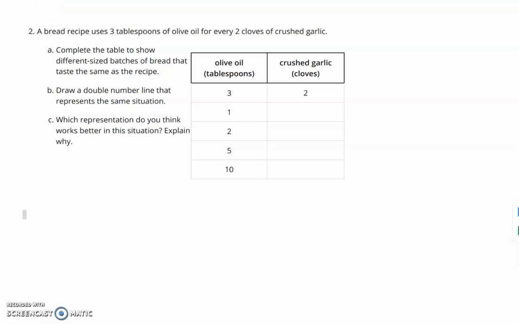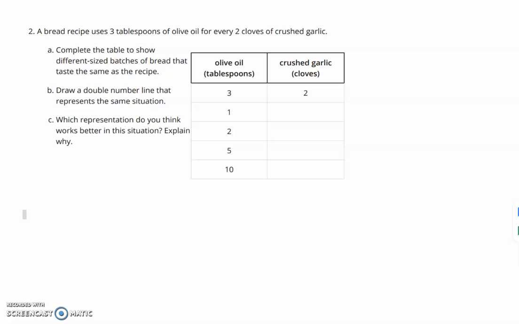Page 217, number 2. Bread recipe uses 3 tablespoons of olive oil for every 2 cloves of crushed garlic. A says complete the table to show different sized batches of bread that taste the same as the recipe. B says draw a double number line that represents the same situation. And C said, which representation do you think works better in this situation? Explain. Okay.